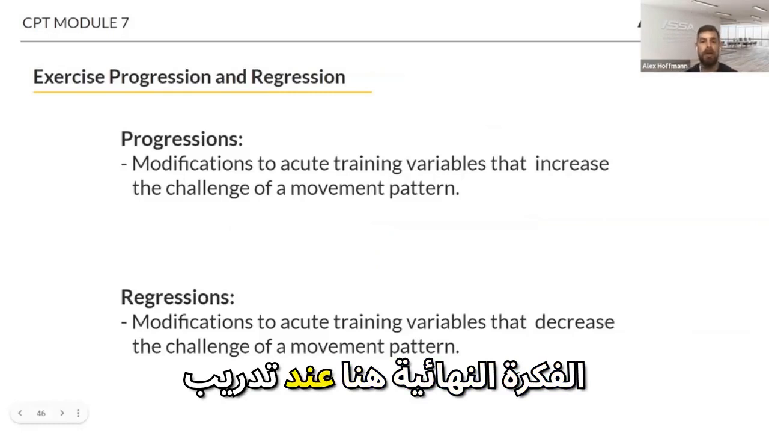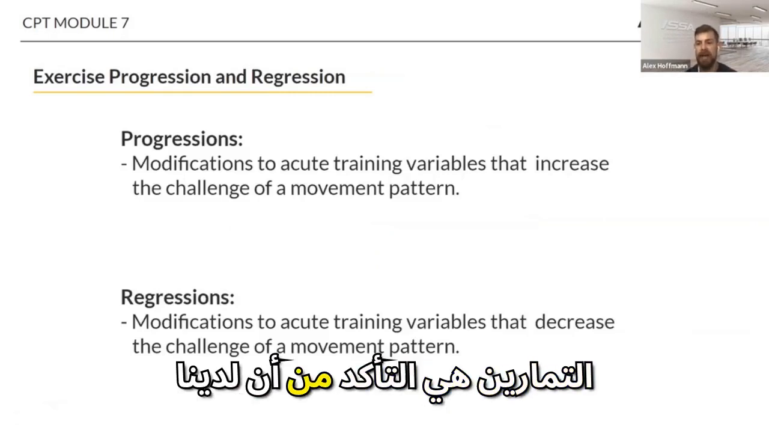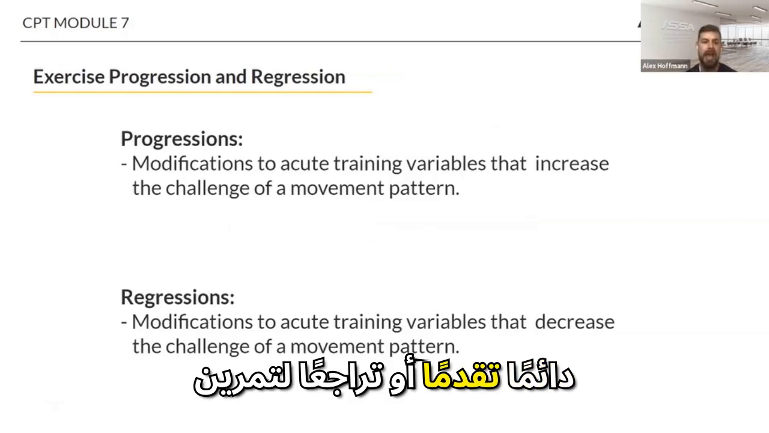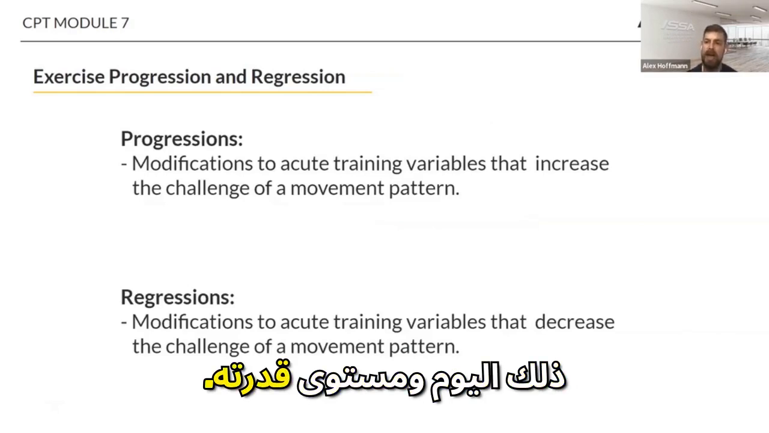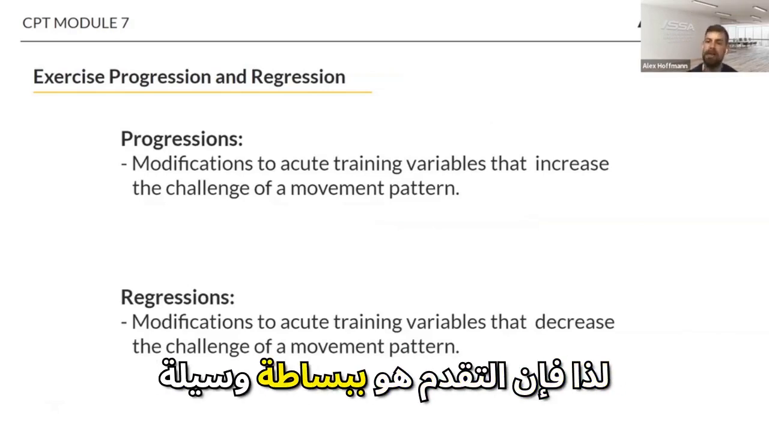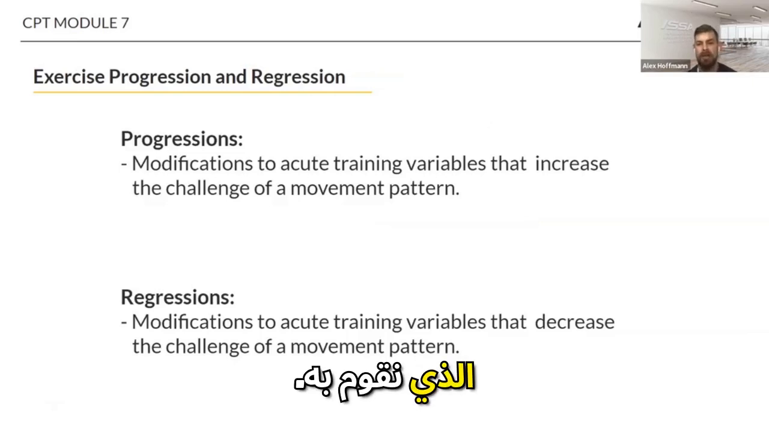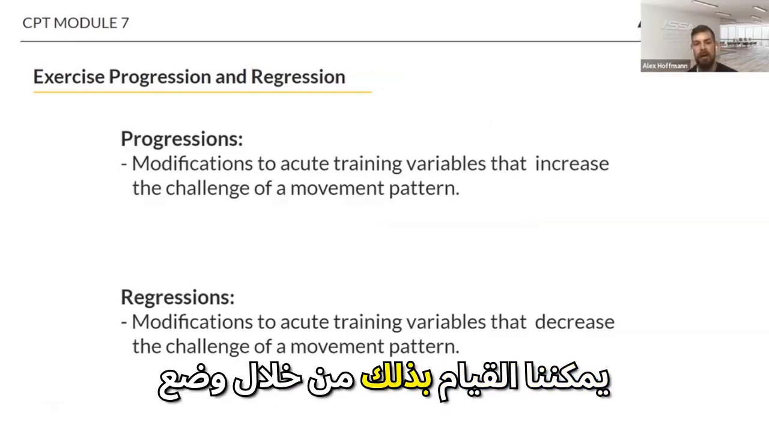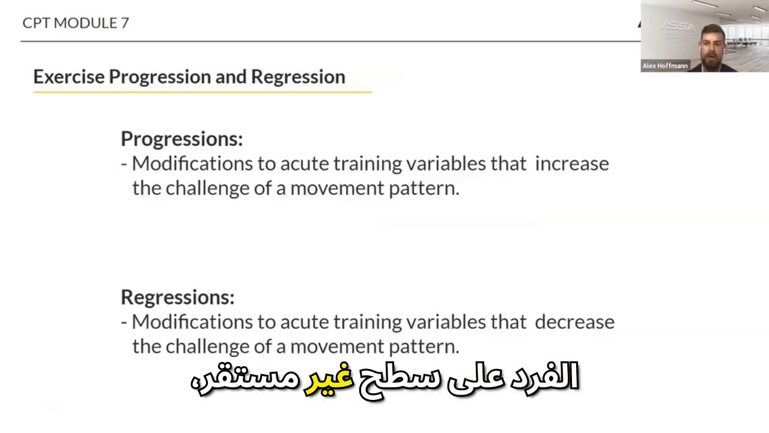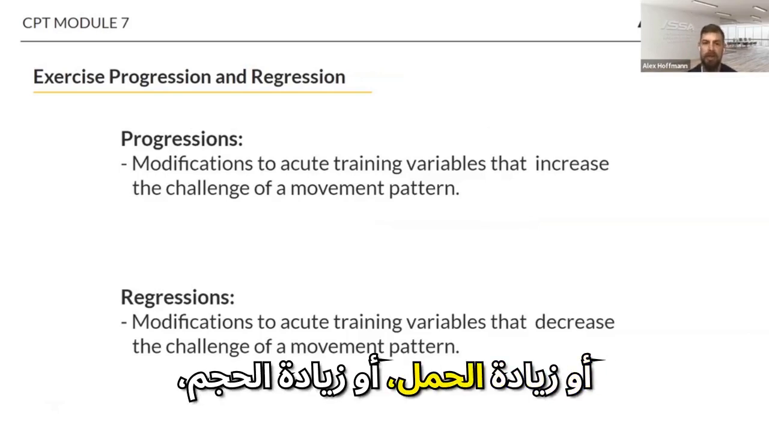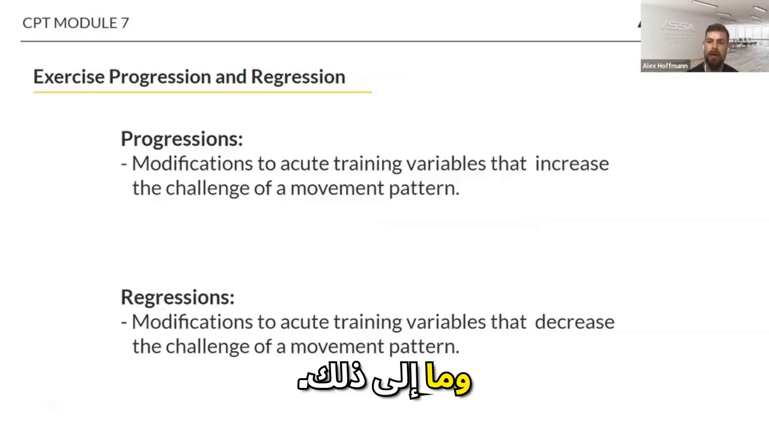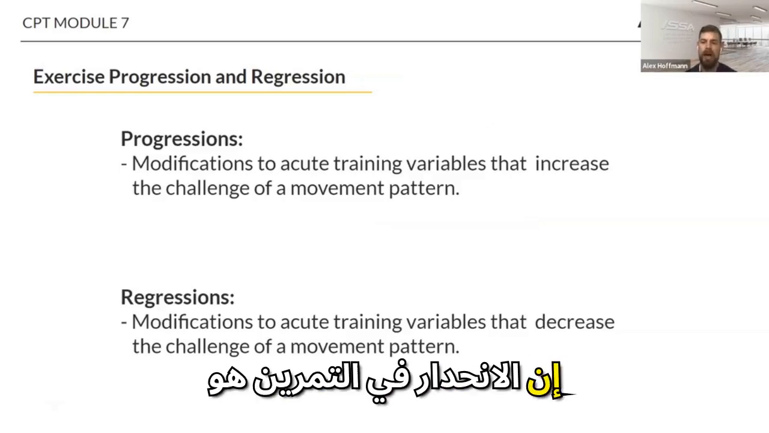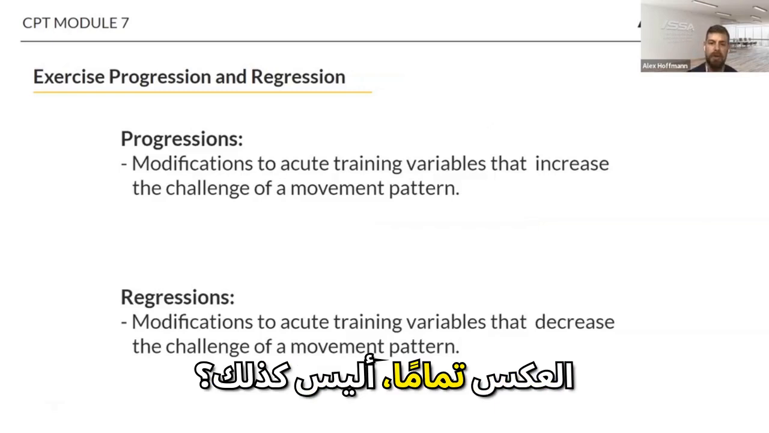Final thought here when coaching exercises is to make sure that we always have a progression or regression for a given exercise based on how the client's feeling that day and their ability level. So a progression is simply a way to increase the challenge of the exercise that we have. We can do that through placing the individual on an unstable surface, increasing the load, increasing volume, increasing range of motion, etc. A regression of an exercise is simply the opposite, right?